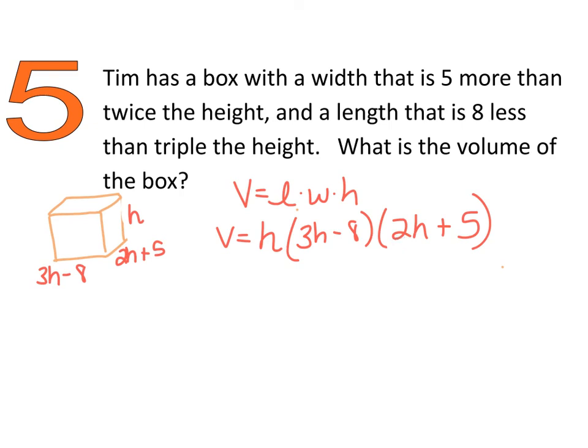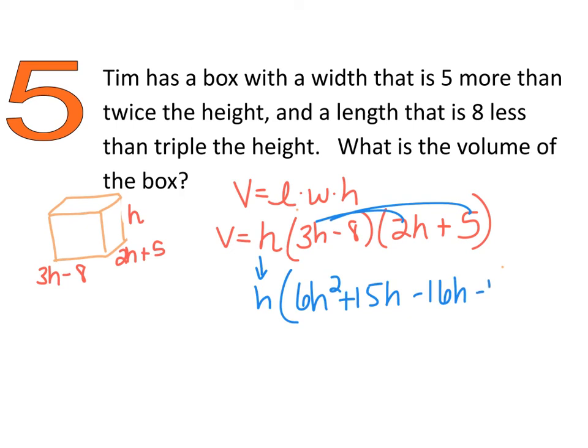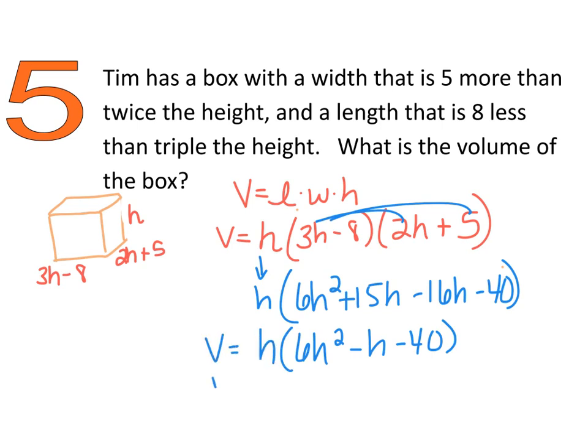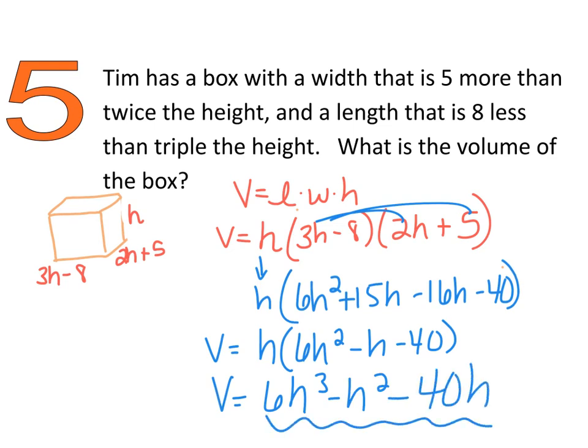So let's see, that's going to be 4 multiplications. I'm just going to bring this h down so I don't forget about it. It's going to be 6h squared plus 15h minus 16h minus 40. I'm going to combine my like terms: 6h squared minus h minus 40. And I'm going to bring this h down again. So the volume, once I distribute this h, will be equal to 6h cubed minus h squared minus 40h. So here it is as an expression.